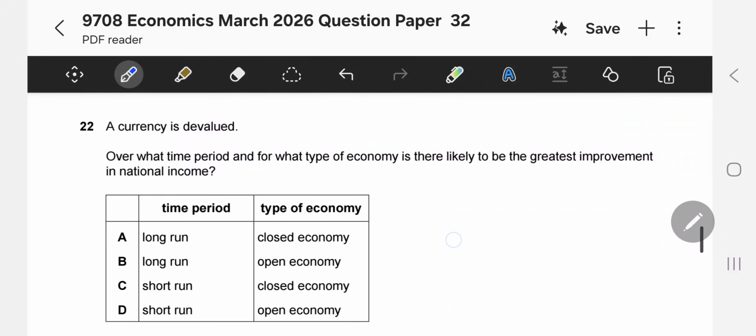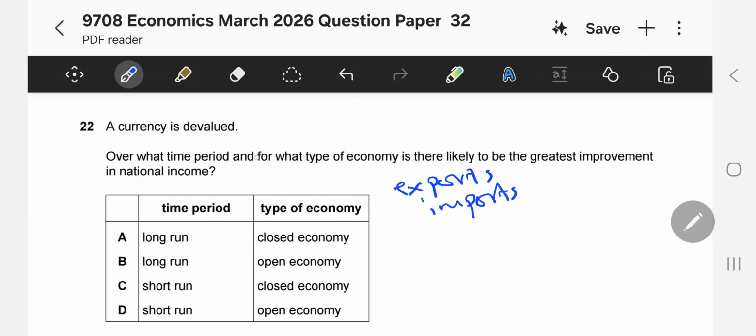Let's go to 22. A currency is devalued. Okay, so this one has something to do with the exports and imports. As soon as I see a devaluation of a currency, I know our intention is to increase exports and make imports expensive.